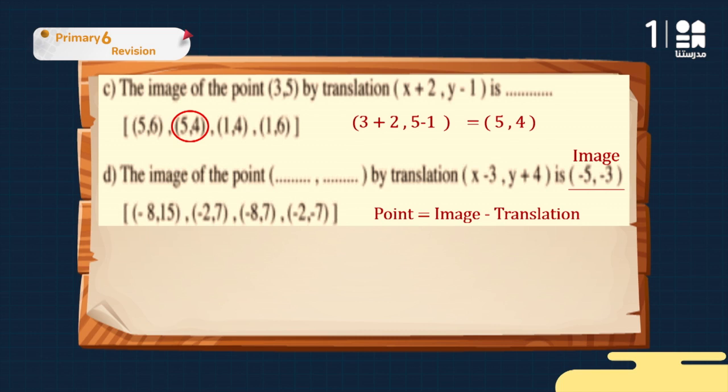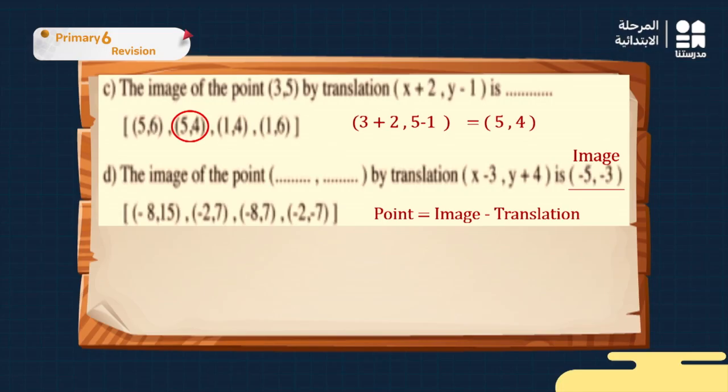Here I have the image negative 5 in x with translation negative 3. So what will I do? To find the point I will make negative 5 minus 3, so negative 5 minus negative 3. That's in the x-axis. Now in the y, I have y plus 4.